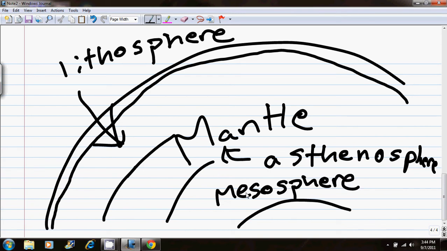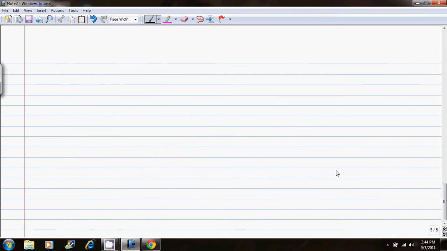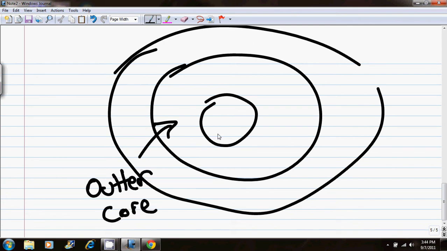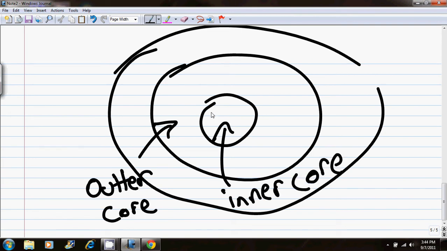So here's your 3 layers. And as we pass through, we're going to run into the core. So there's our Earth, and you have the outer core and the inner core. So that's pretty easy to remember. The core is divided into 2 parts. You have the outer core and the inner core.